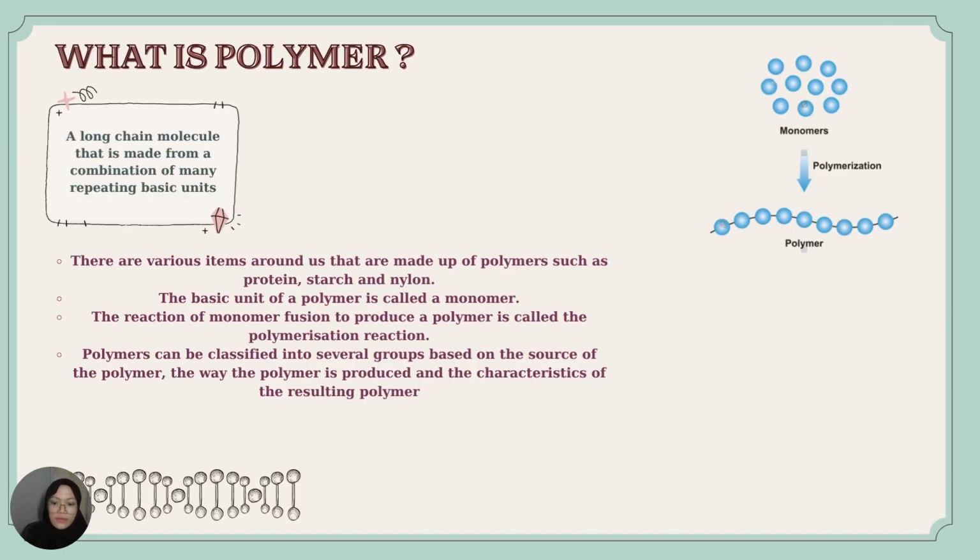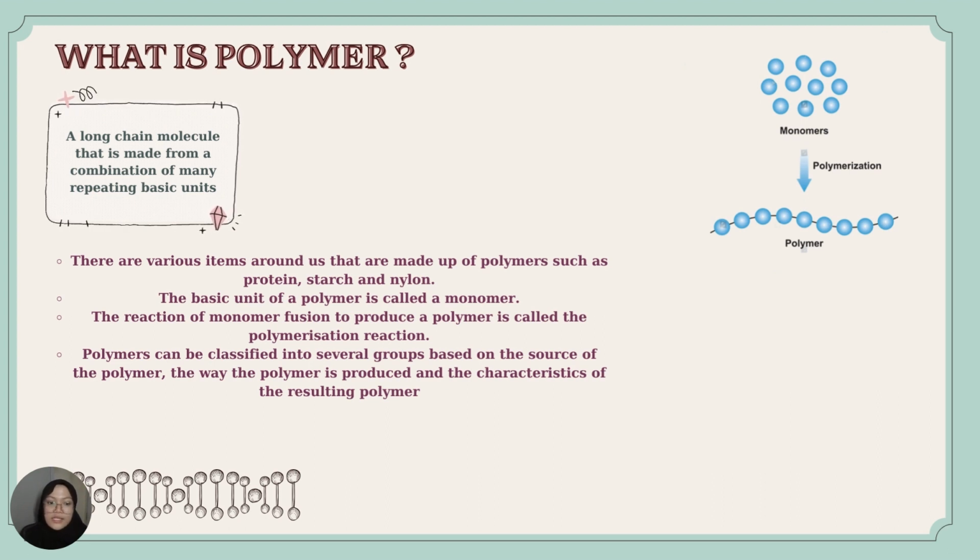So what are polymers? A polymer is a long-chain molecule that is made from a combination of many repeating basic units. There are various items around us that are made of polymers, such as protein, starch, and nylon. The basic unit of polymers is called a monomer. Monomers are small molecules. The reaction of monomers fusing to produce a polymer is called a polymerization reaction.